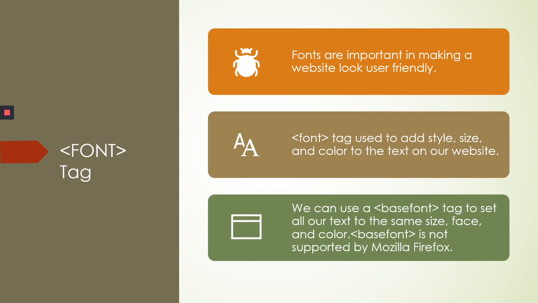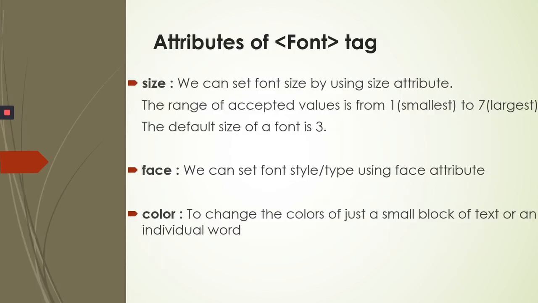So let's move ahead with the attributes of the font tag. The attributes of the font tag are size, face, and color. These are the three attributes for the font tag. Size helps you to set the font size. The smallest value accepted is 1, which gives the smallest font, and if you put a 7, it is the largest font. The default size, if you don't put any font size, is considered as 3.